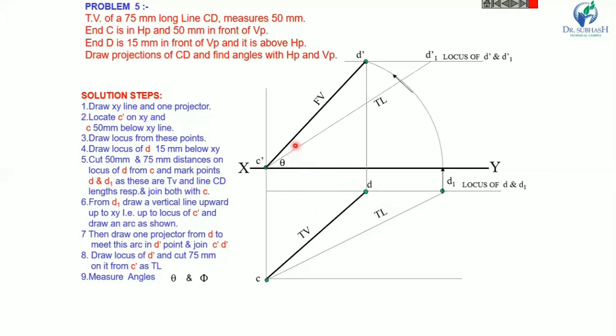This angle is theta, inclination of true length with HP, and this phi is inclination of true length with VP. So measure this angle theta and phi. These are our answers. So now I hope you can understand very well how to draw the different projections of a straight line. So in our next lecture, you will learn about the traces of straight line. Thank you very much.